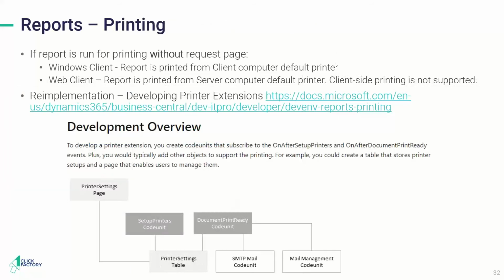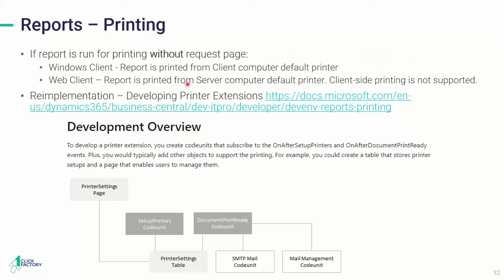Report printing also changed because we can't reach the client's computer anymore, like I mentioned in the files in .NET. So in the Windows client, if a report was printed without opening a request page, it took the client's computer default printer and it was printed at your home or any location you are on the client's computer.